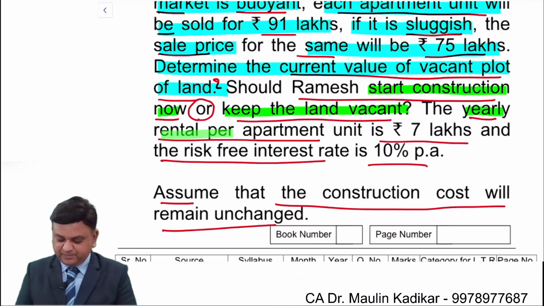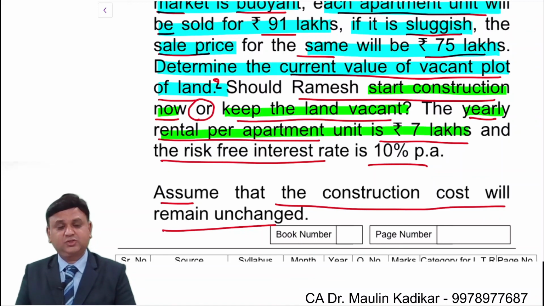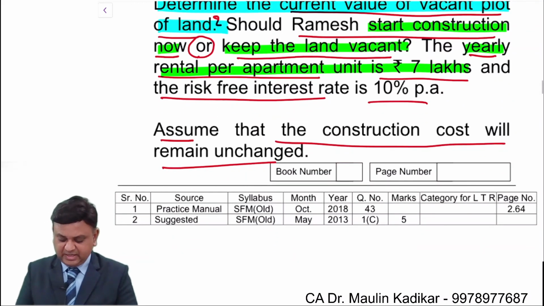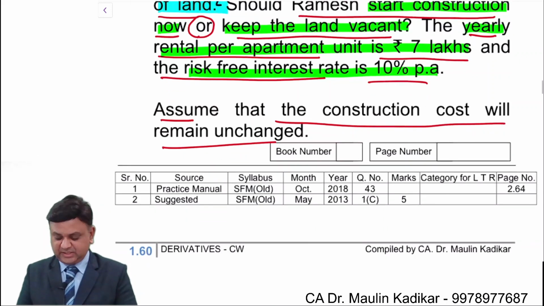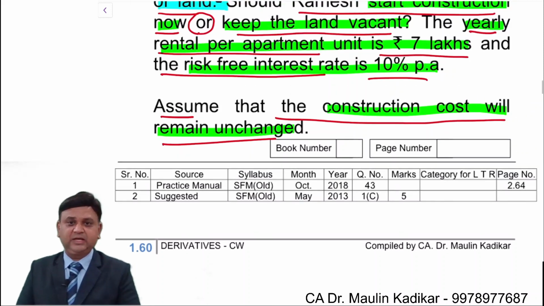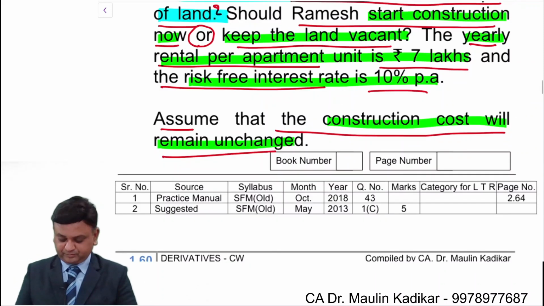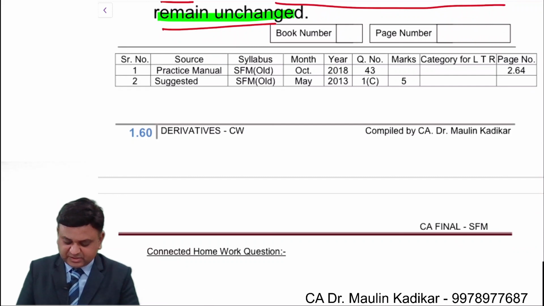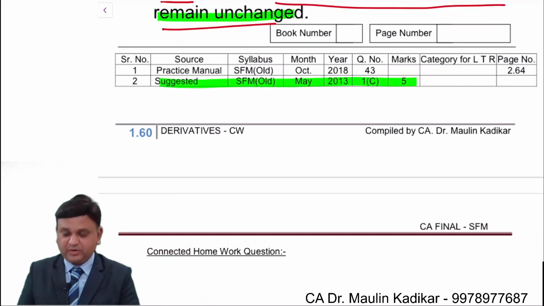The yearly rental per apartment unit is 7 lakhs. So this is the dividend information. Risk-free rate of return is 10%. Assume the construction cost will remain unchanged. Like that, information is given. This is a question asked in an examination for 5 marks.